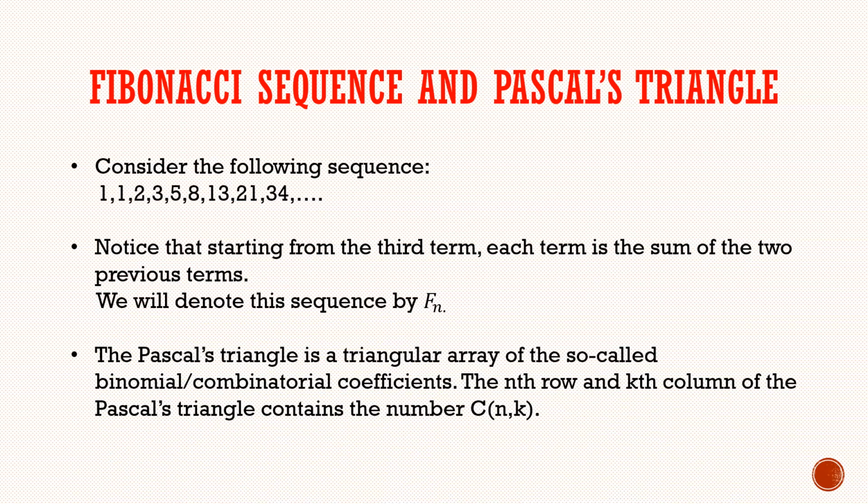Pascal's triangle is a triangular array of the so-called binomial or combinatorial coefficients. The nth row and the kth column of Pascal's triangle contains the number C(n, k), otherwise denoted as n choose k, which is popularly known as n factorial divided by k factorial times n minus k factorial, or otherwise also famous as the coefficient of x to the k in the binomial expansion of (1 plus x) to the n.